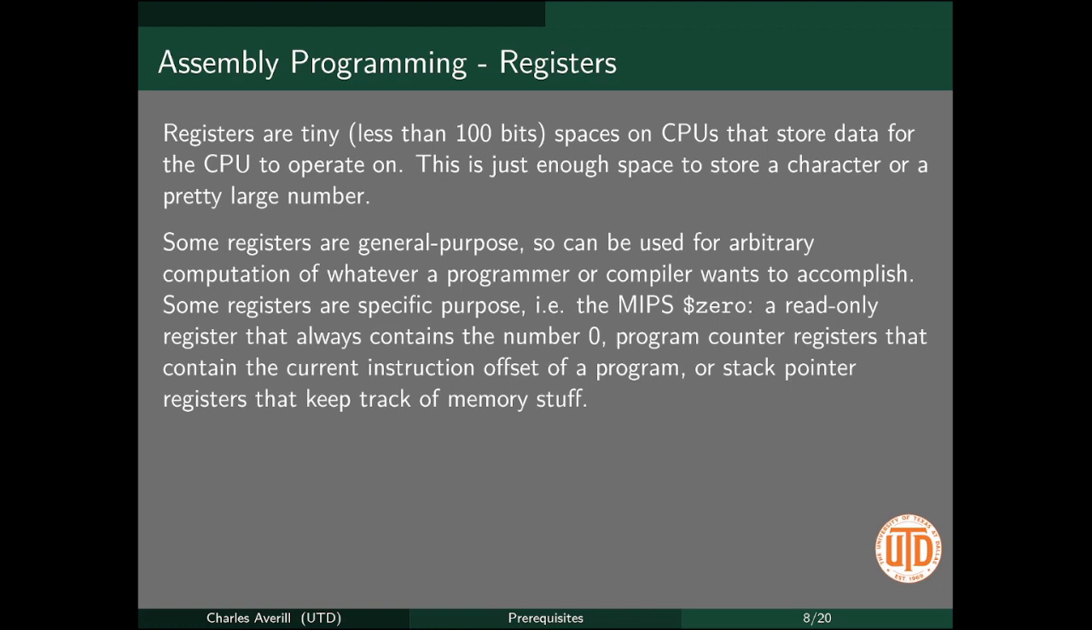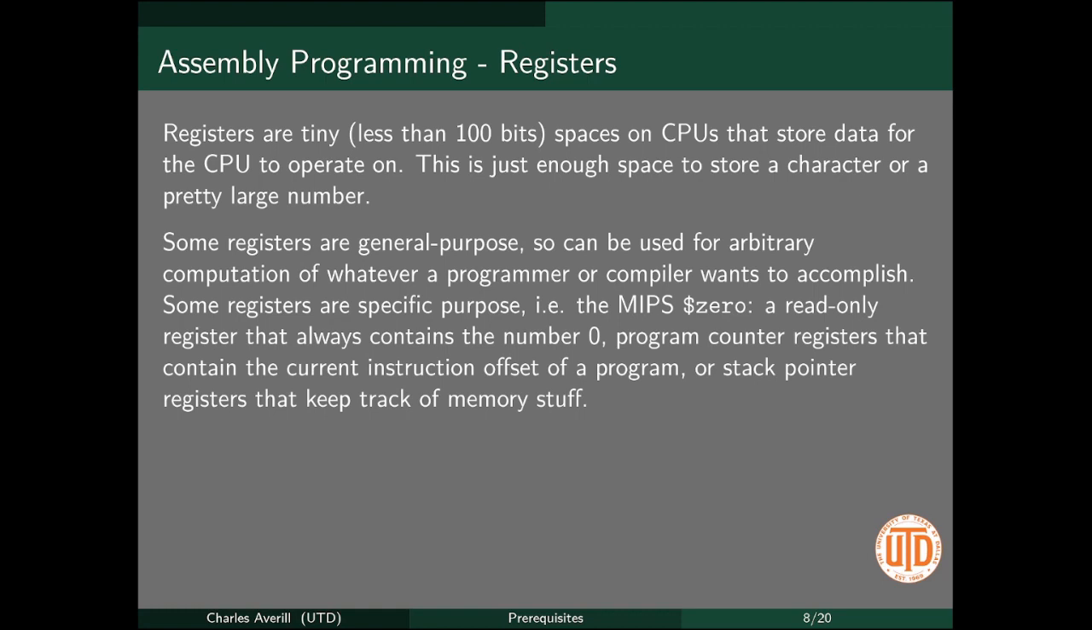So let's talk about registers. Registers are tiny little spaces on CPUs. They're usually less than 100 bits. Your standard desktop at this point in time is probably going to have 64-bit registers, maybe some 32s in there, but they're tiny little spaces directly on the CPU chip, and they store data for the CPU to operate on.